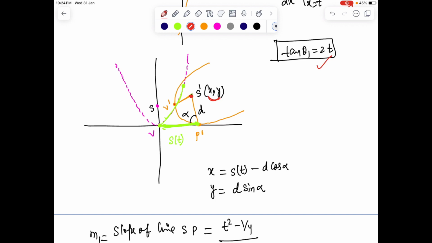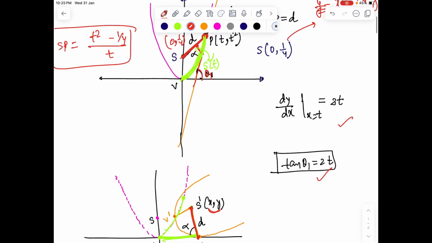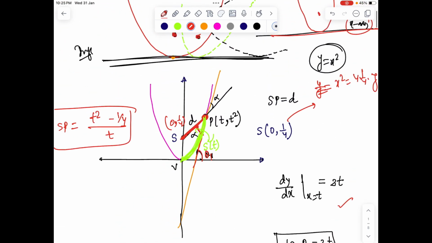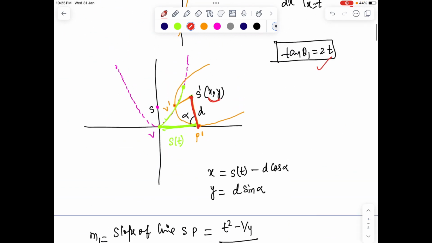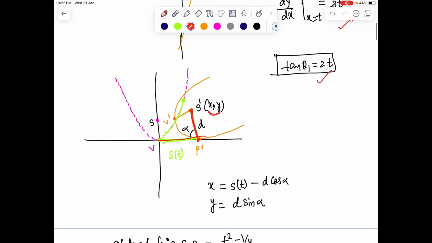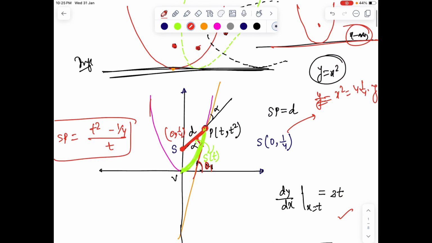So let's say in this configuration, S dash is the new focus, and we need to find the locus of the focus, the x comma y relation. Still the distance between S dash and P dash will be the same, d. Why? Because you can see this entire sheet, I can imagine it as a metal wire, and the entire system rolls. So the relative distance will not change, right? So hence S dash P dash is d.